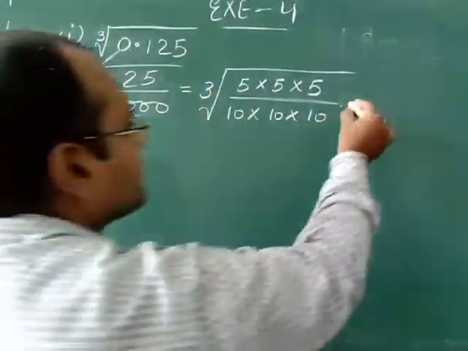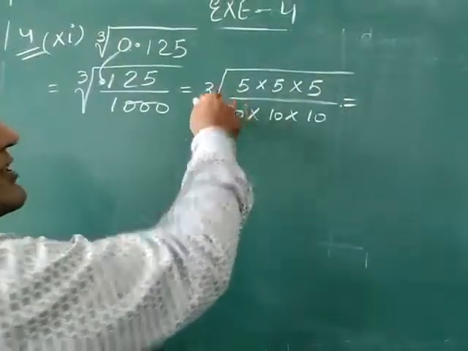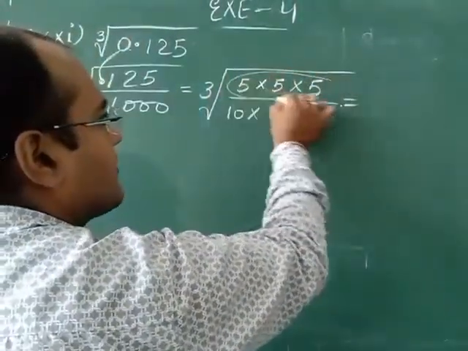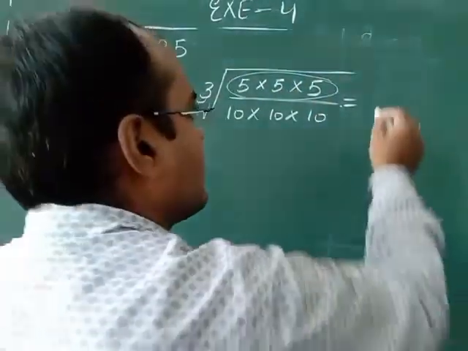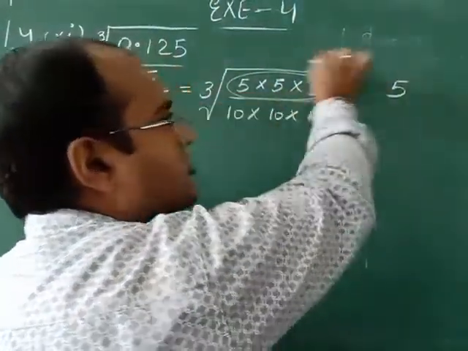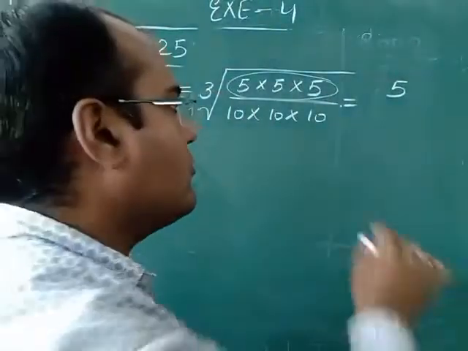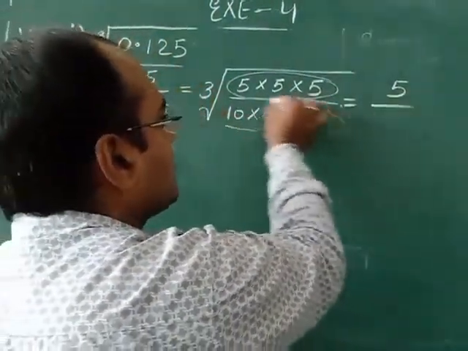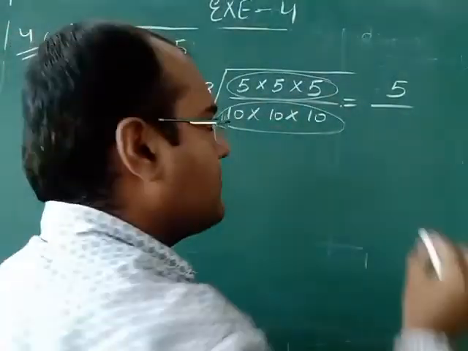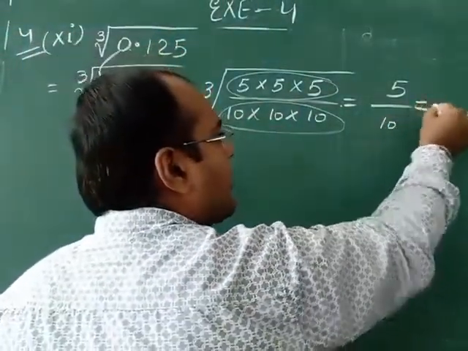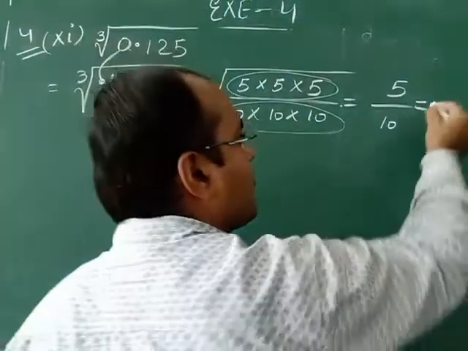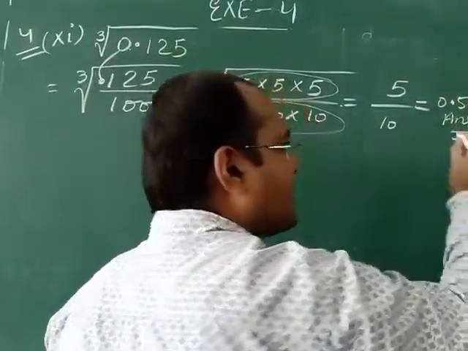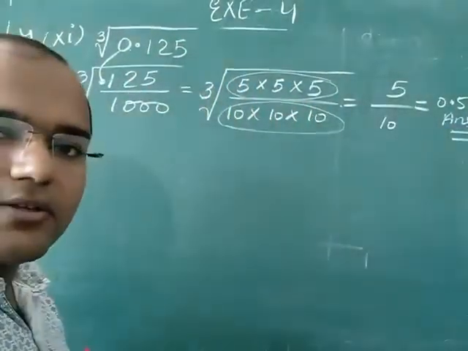Now this is the cube root, so what you have to do is remove this cube root sign. When we remove this cube root sign, these 3 numbers we have to write one time. So 5 we write one time, upon 10 which is coming 3 times, so we write it one time: 5/10, and the answer of 5/10 is 0.5. So this is your final answer. Like this you have to do part number 11.